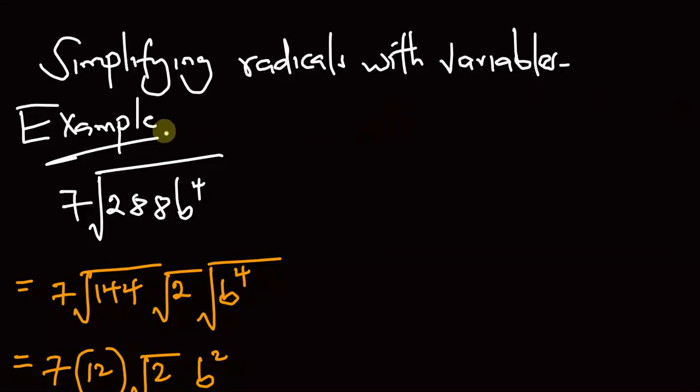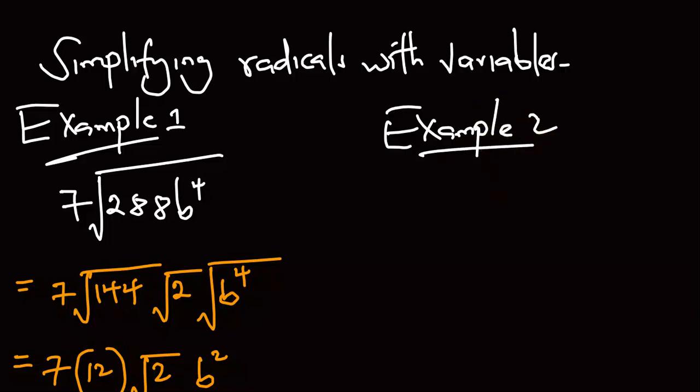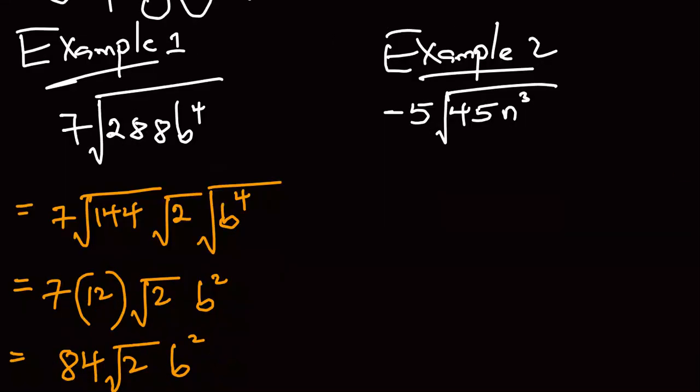Example 2. This was example 1. Example 2. And our example 2 is -5 root of 45 n cubed. That is our second example. We solve it just like the way we have been doing before.